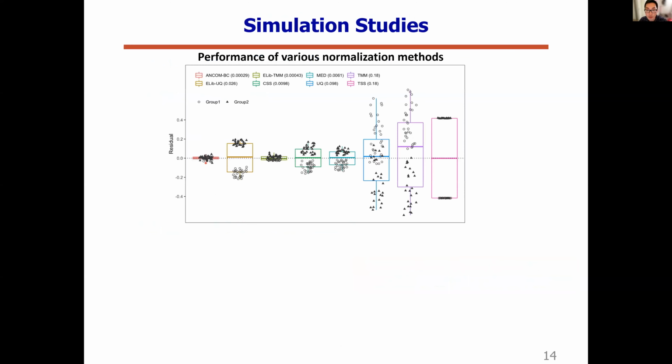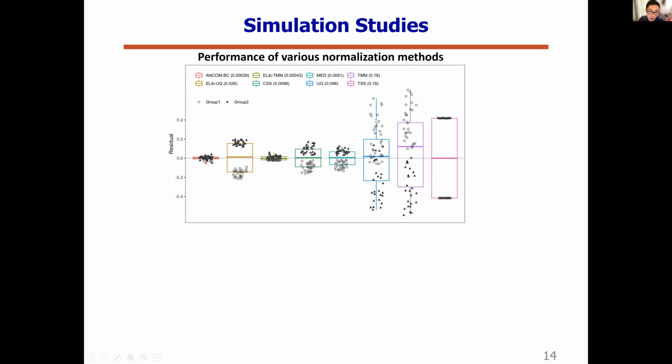So here are some simulation results, basically comparing our method and some existing methods. The first picture shows the normalization efficiency. The y-axis is the residual between the true sampling fraction, which we simulated, and the estimated sampling fraction for the methods. In this plot, we have generated two groups, denoted by a circle for group 1 and a triangle for group 2. If the method works well, which means it can remove the bias of the sampling fraction, we will expect the circles and triangles to intermix randomly and have a very small range or variation across the y equals 0 line.